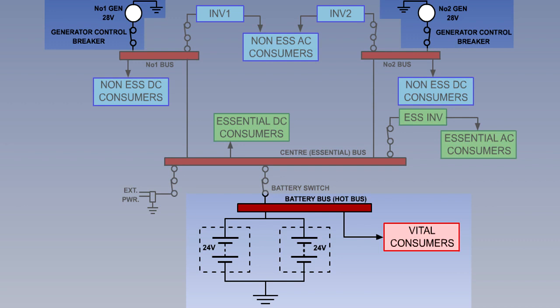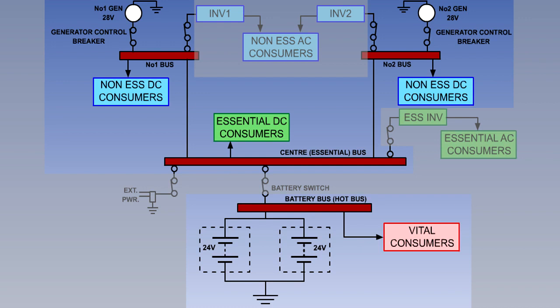The battery busbar, which may be referred to as a hot bus or hot battery bus, is always connected to the battery. The vital consumers are supplied from the battery busbar. Each generator has its own busbar to which are connected the non-essential DC consumer services. Both busbars are in turn connected to a single busbar which supplies power to the essential DC services. Thus, with both generators operating, all consumers requiring DC power are supplied.